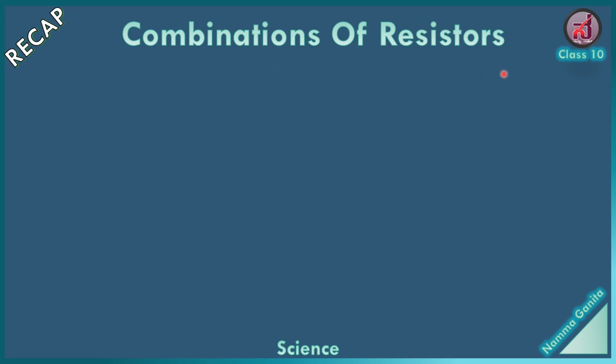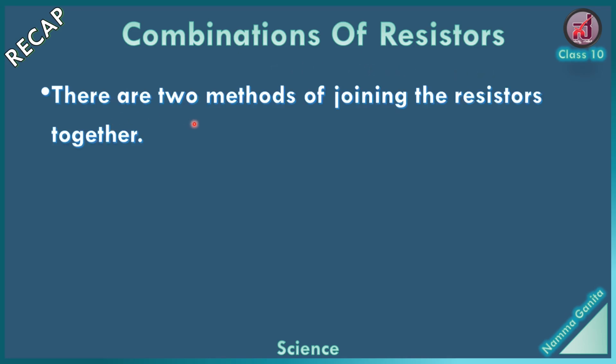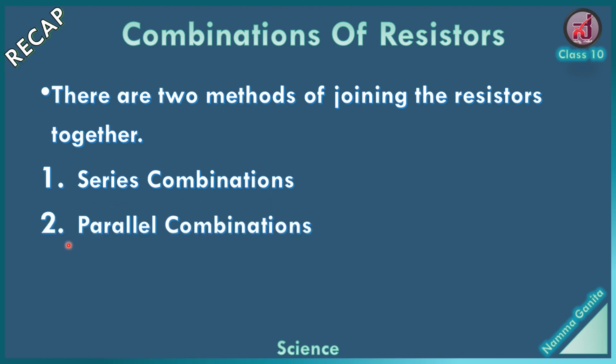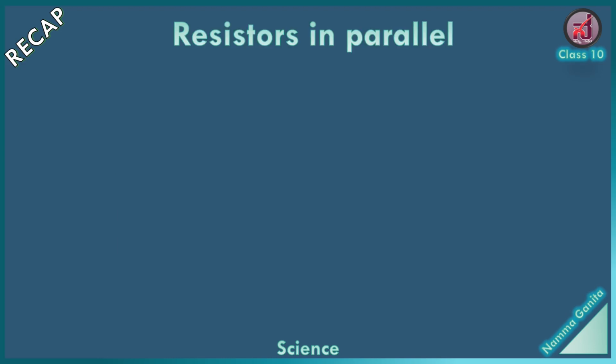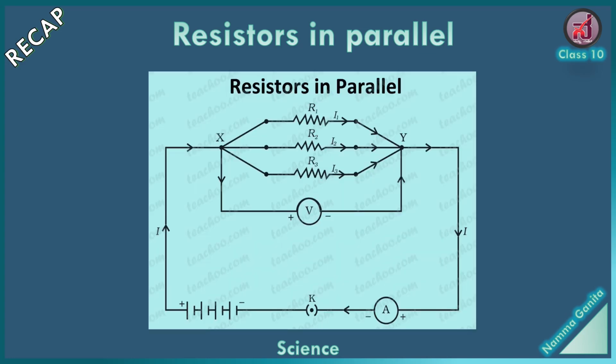Combinations of resistors. There are two methods of joining the resistors together. First one, series combination. Second one, parallel combination. The following figure shows series combinations of three resistors R1, R2 and R3. The following figure shows parallel combination of resistors R1, R2 and R3.